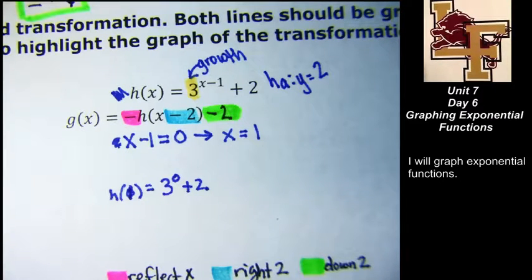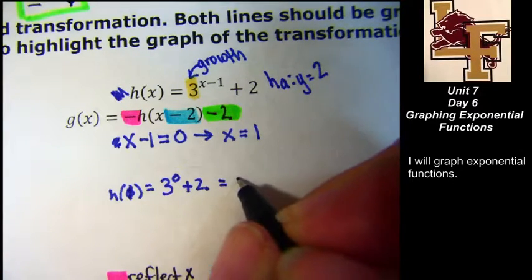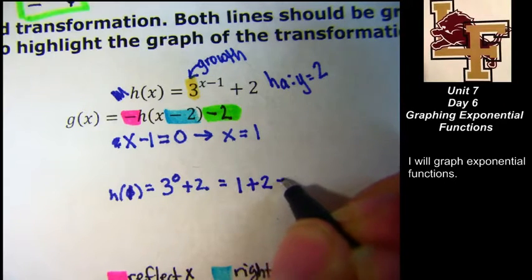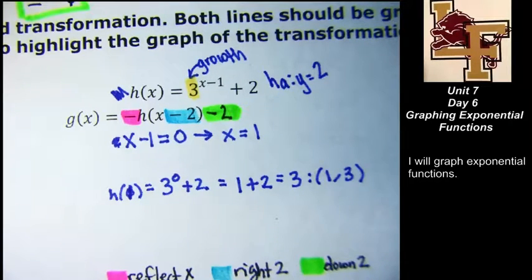Okay? This prevents me having to do what we did on day 2, where you had to write out everything and substitute into the exponent and then add the things. It just makes it super simple. You can immediately write the exponent. Anything to an exponent of 0 is 1. 3. And 1 plus 2 is 3. And so my first point that I'm going to graph is (1, 3).